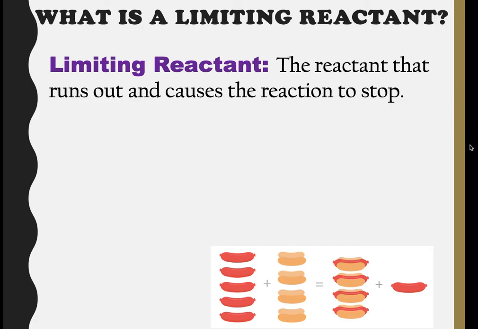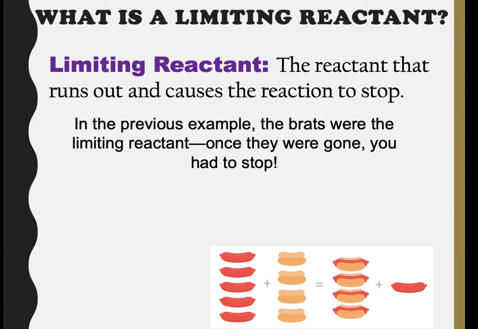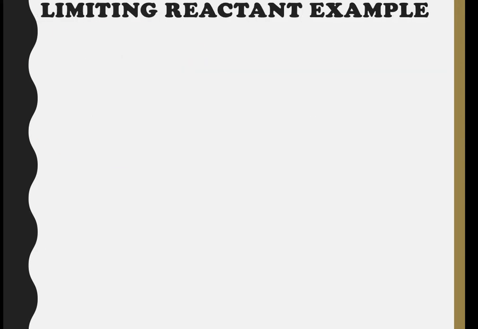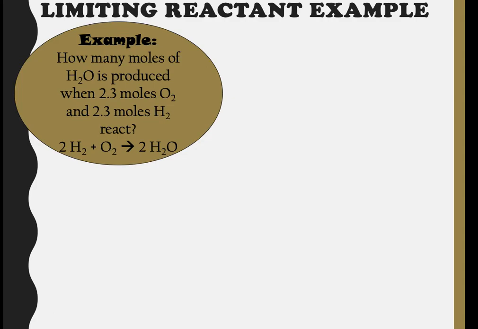So you are going to run out of a single reactant, and that's going to cause the reaction to stop. So in the previous example, the brats were our limiting reactant. Once they were gone, the meal making was over, the reaction was over, and we were not making any more product. So let's look at how this actually works with what we're doing.